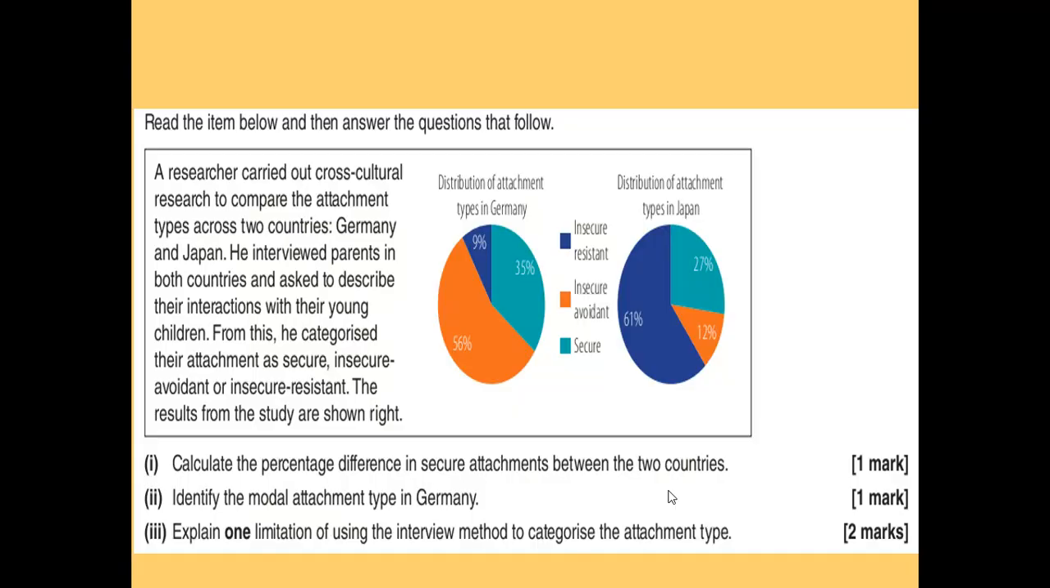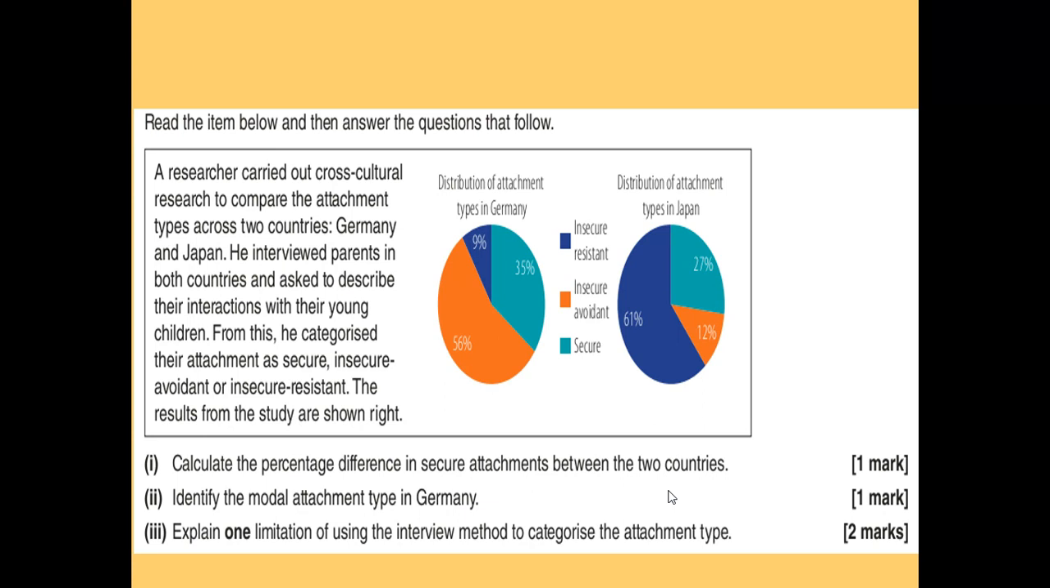This is another type of exam question that you commonly get when you talk about cross-cultural variations, where they give you some data and some graphs, and they ask you to work out some math. So this one is asking for a percentage difference. It's asking you for the modal, so the most common attachment type in Germany, and then it's asking you for a limitation. So these are the kind of questions that you might expect.